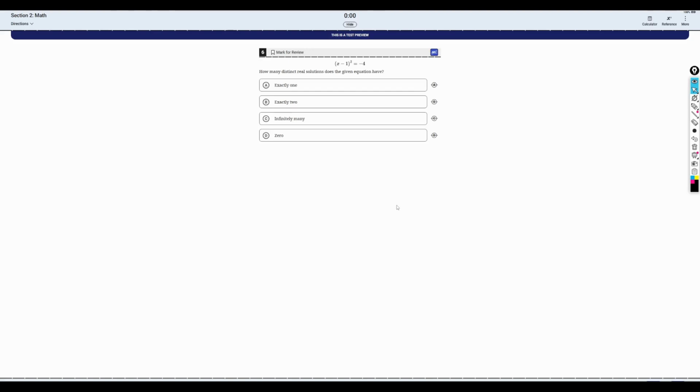Alright, number 6 says, how many distinct real solutions does the given equation have? So we're given x minus 1 squared equals -4. So to solve this, we would square root both sides. And the thing is, when you square root a negative of anything, that gives us no real solution. So the answer would just be D.